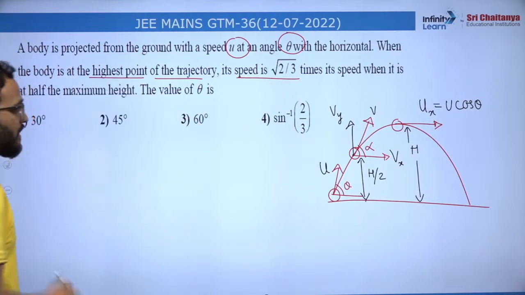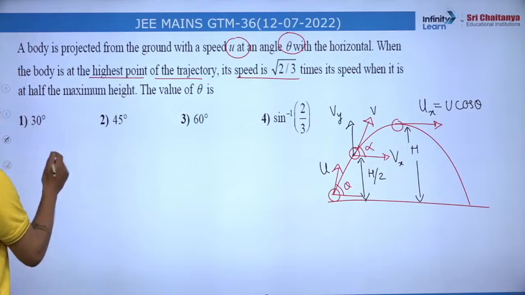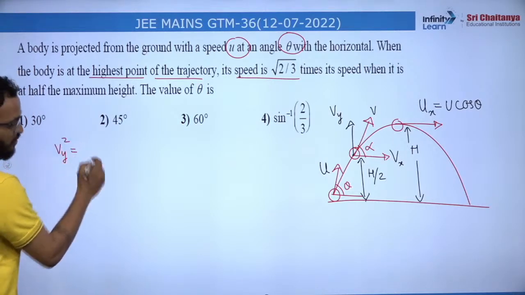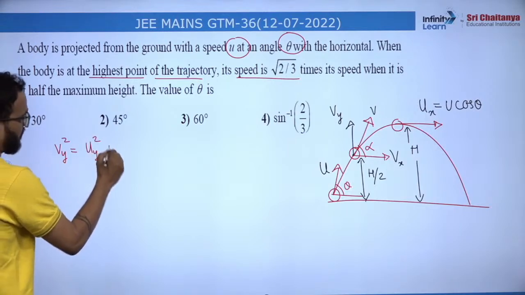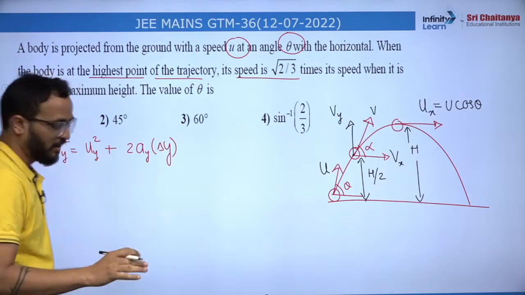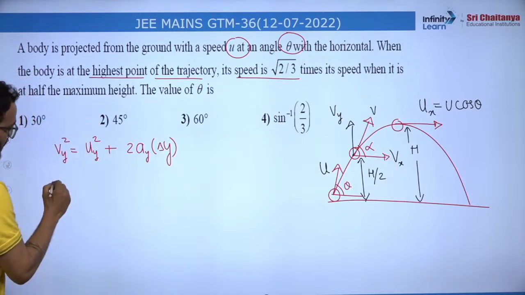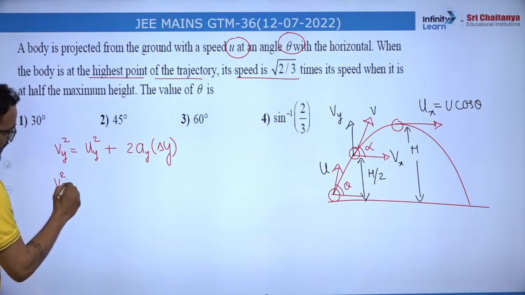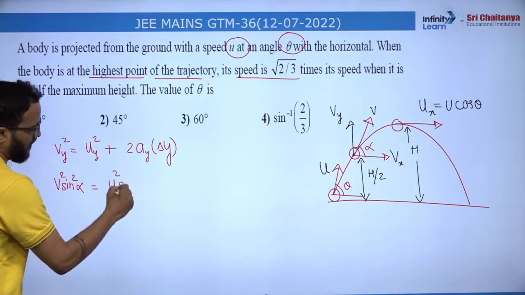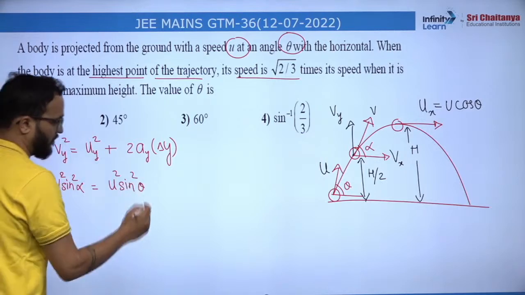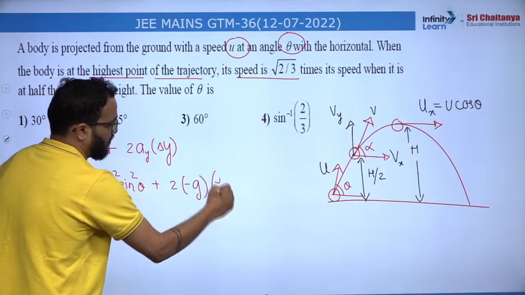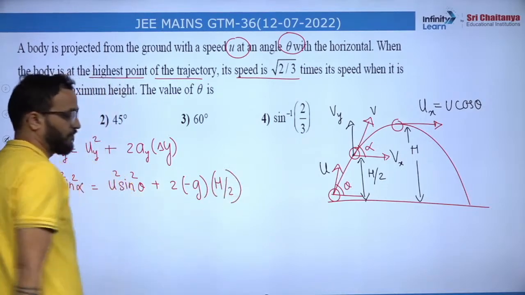So we will say here, very simply, vy square is equal to uy square plus 2 into ay into delta y, right? Now what is vy? You will say, sir, it is v square sine square alpha, which is equal to u square sine square theta plus 2 into minus g into h by 2, right?